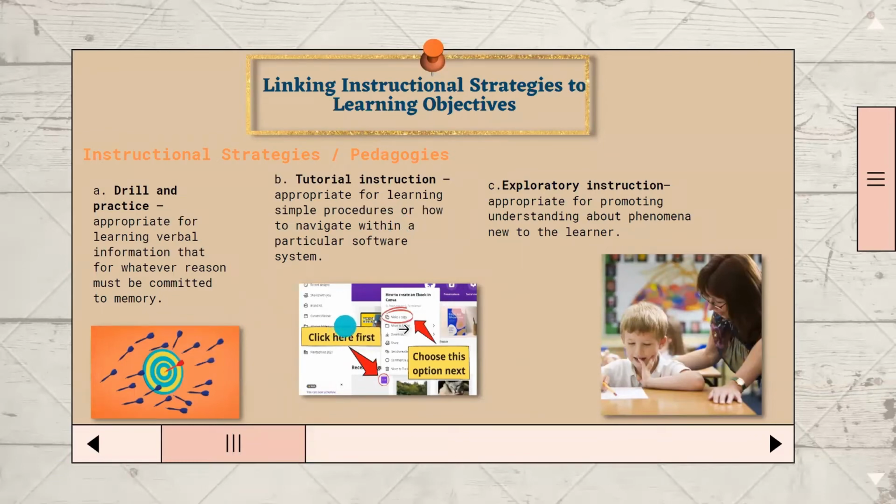Tutorial instruction is useful for verbal information, intellectual skills under discrimination, concept use, and rule using. Next is exploratory instruction. It is appropriate for promoting understanding about phenomena new to the learners. It is useful for intellectual skills under rule using, problem solving, and also in the cognitive strategy.